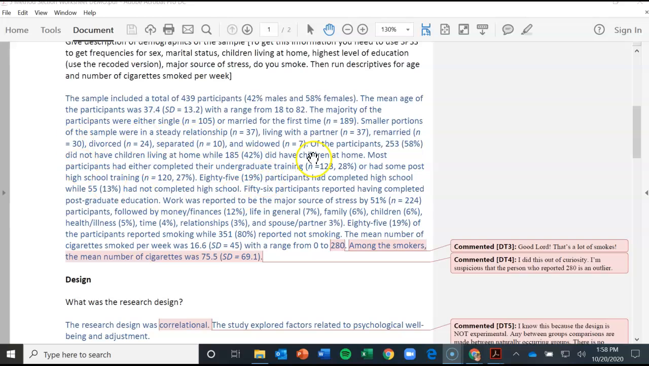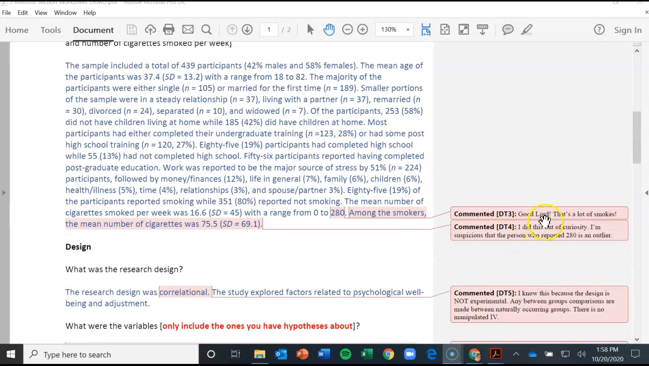So I've given summaries here of the values. I'll leave you to read that yourself. I do want to just point out, because it's a point of interest, that there was someone in the data set who smokes a lot of cigarettes. Lordy, per week, 280 cigarettes. That's a lot of smokes.